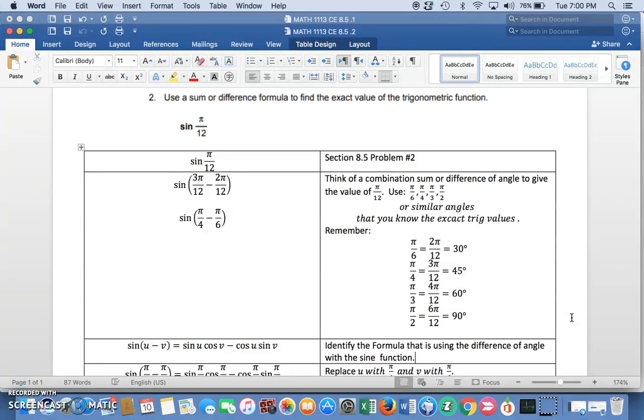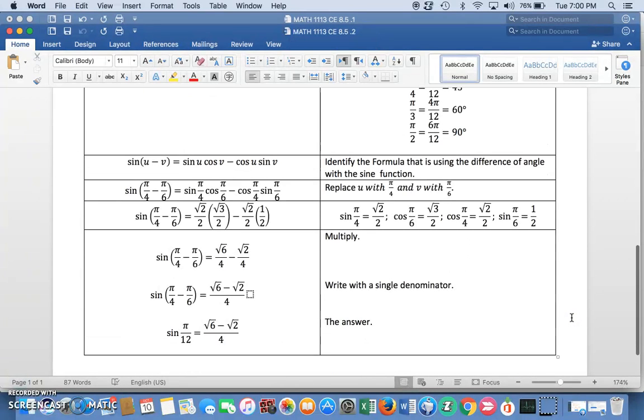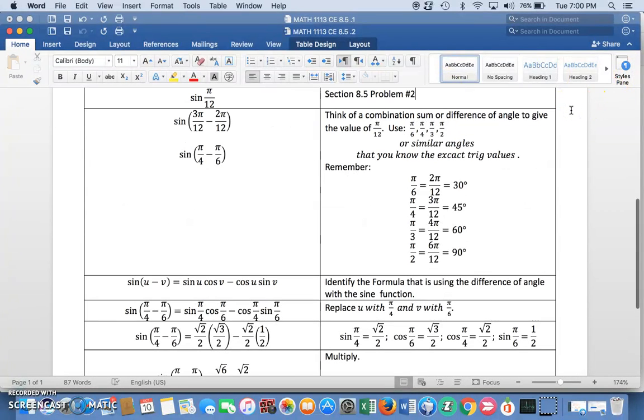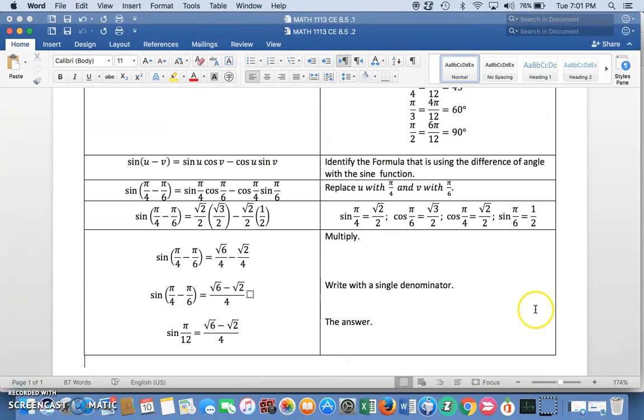Take the expansion formula that was there. This is it, and everywhere there is a U, what was my first angle? Pi over 4. Where there's a U, I'm going to put a pi over 4. Where there's a V, I'm going to put a pi over 6. Okay, then we want to find the sines and cosines.